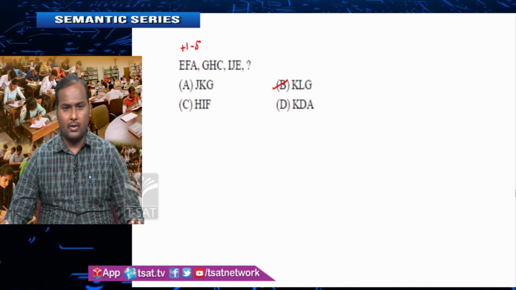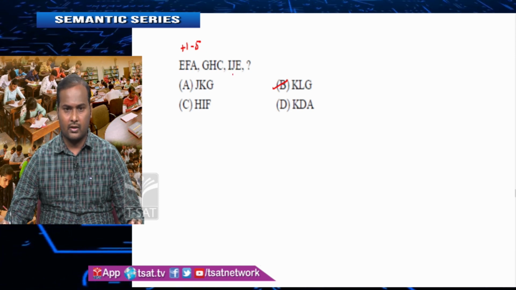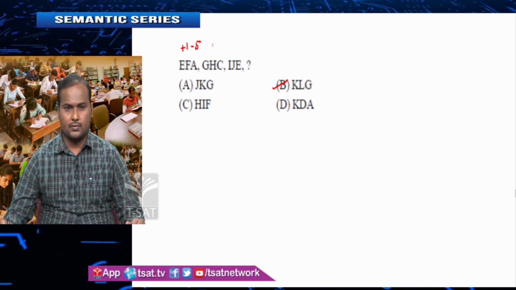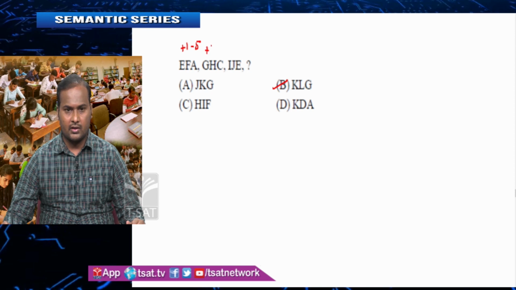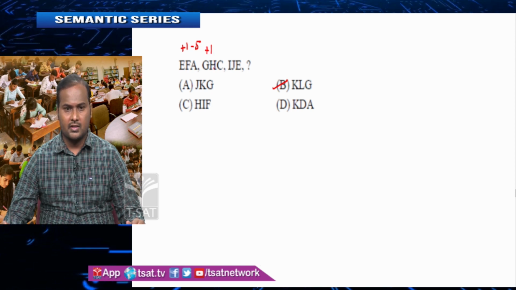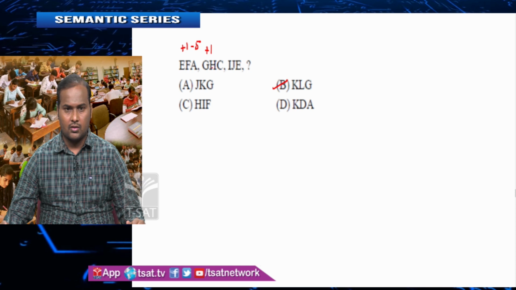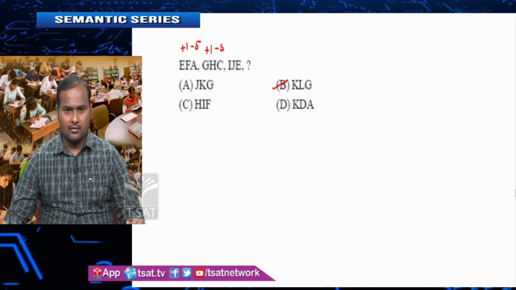If all the remaining also follow plus 1, minus 5, then we will check from the options also. For example, G to H: G is 7, H is 8. It is also increasing by 1. Here H is 8, C is 3. So 8 minus 3, it is also decreasing by 5.